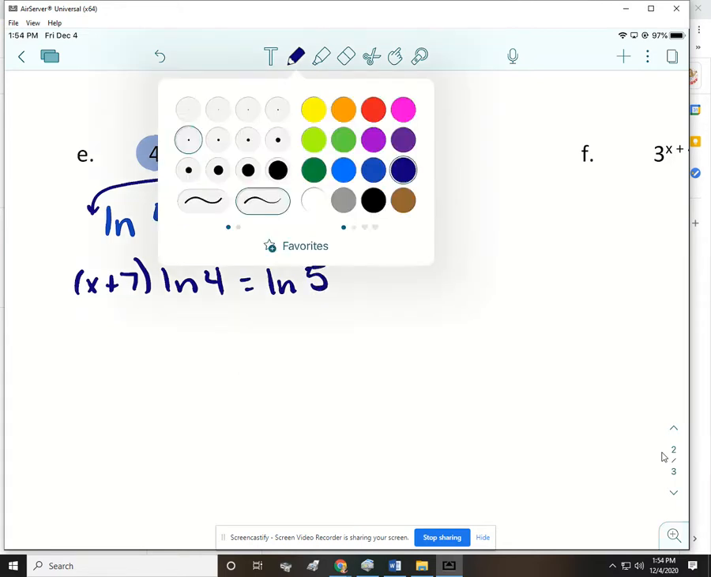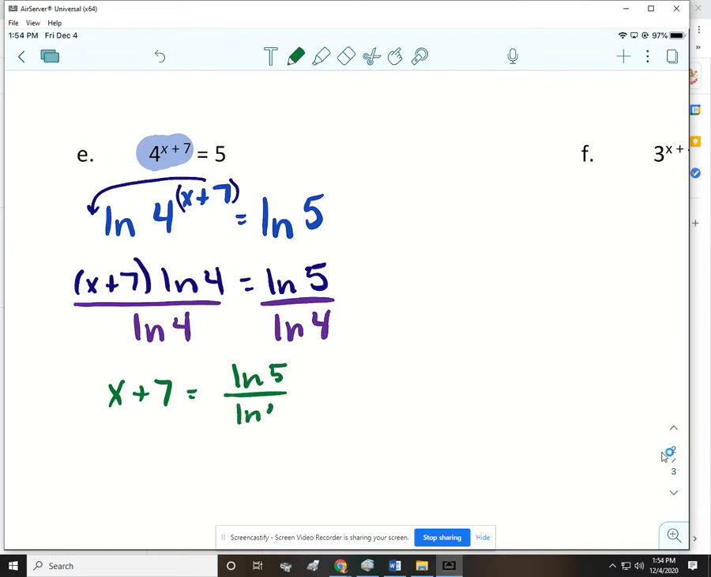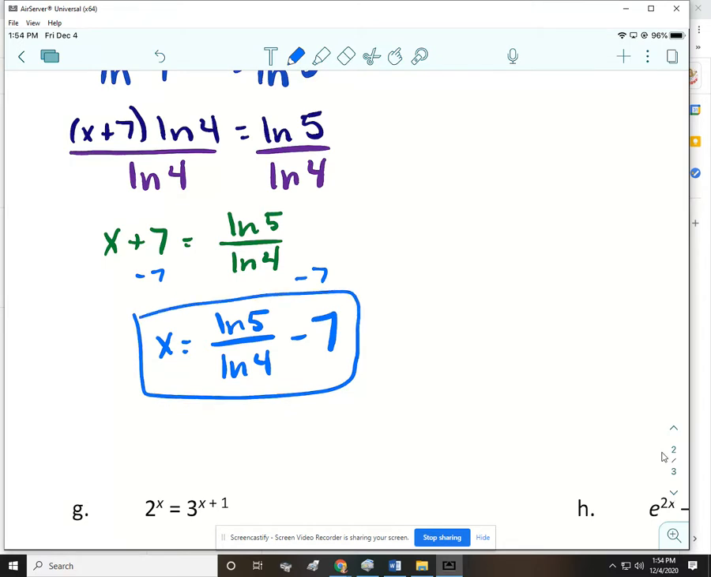All right. Now, at this point, if you wanted to, you could distribute the natural log, but it's so much easier if you don't. So this is x plus 7 times the natural log of 4. I want to solve that for x, so I would just go ahead and divide by the natural log of 4. And then my last step is going to be to subtract that 7. Now, we can't actually subtract it from the natural log of 5 or from the natural log of 4. It's just written at the end. That's the expression for x.